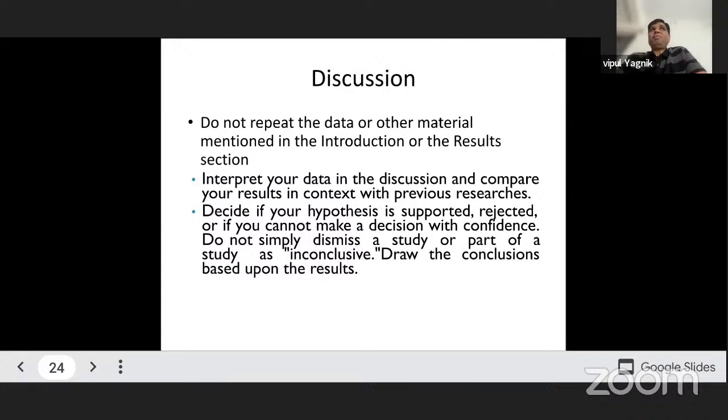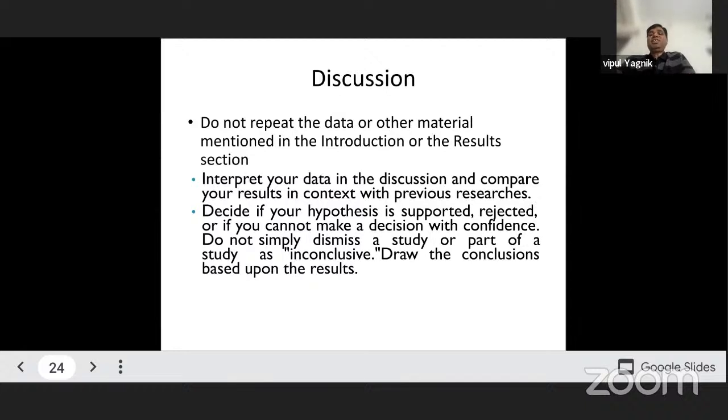Suppose you are performing some study with amylase, lipase and CRP, and you are comparing which is more accurate to judge the severity, like whether CRP is accurate or the Ranson scoring system is accurate. Whatever was found in previous studies, you have to compare with your present finding.